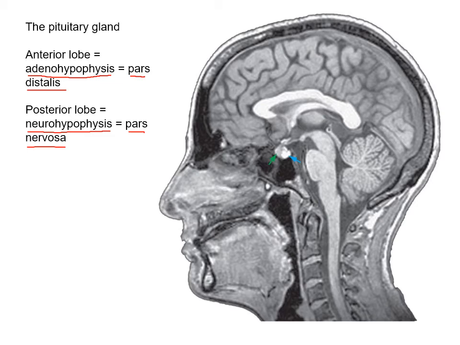In development, the posterior lobe of the pituitary gland developed as a downward growth from the diencephalon and is part of the brain. The anterior lobe is part of the endocrine system and developed from the roof of the mouth. So there are these two different parts of the pituitary gland that are controlled differently by the hypothalamus to maintain homeostasis.